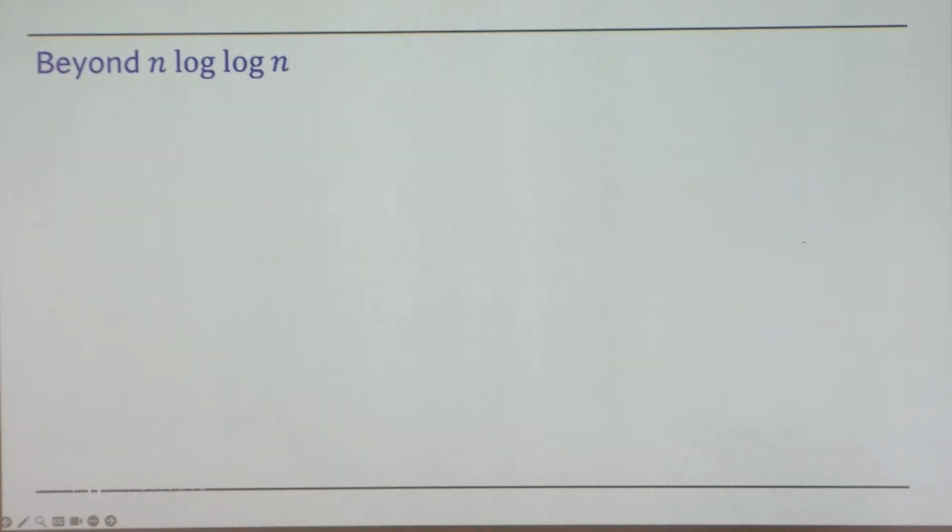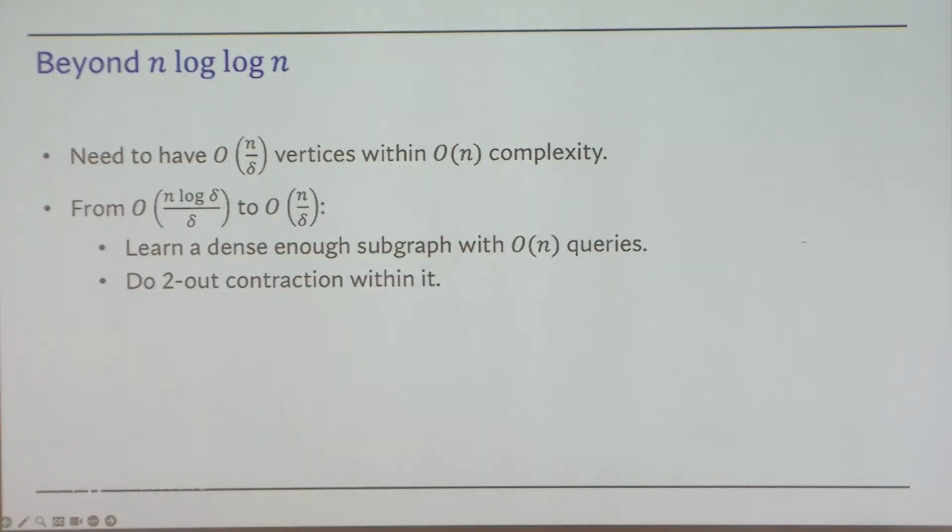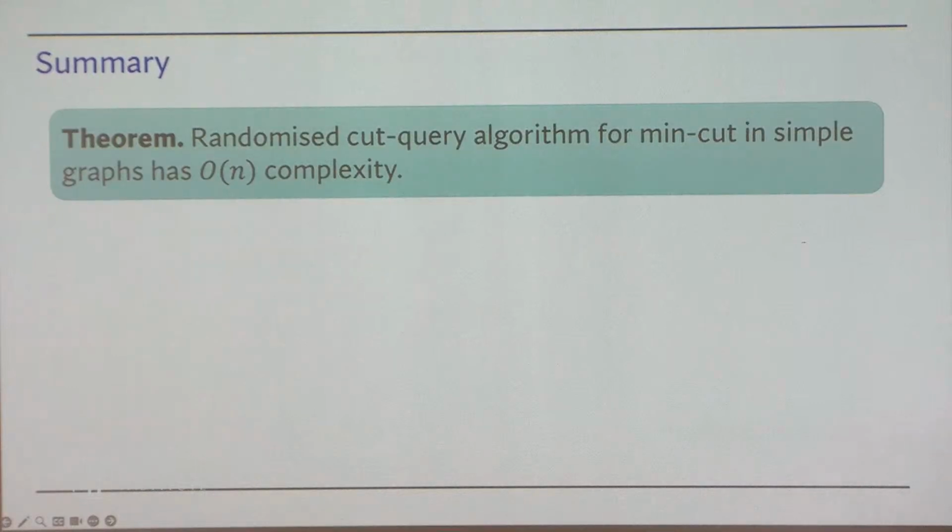I will just take one slide to give you a one-sentence gist of how to go beyond n log n. You need to have n over delta vertices with order n complexity. So far, we have n over delta log delta vertices with order n complexity. To go from n log delta over delta to n over delta, you again use the separating matrix, learn a densened-up subgraph, and do a 2-out contraction within it. This is a very small part, but the majority of the work has already been done. So this is sort of engineering at this point. So that gives you that.